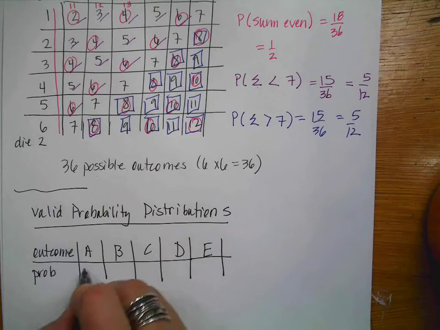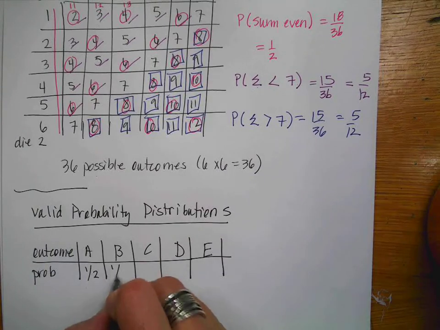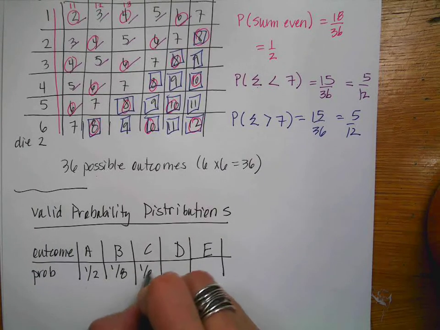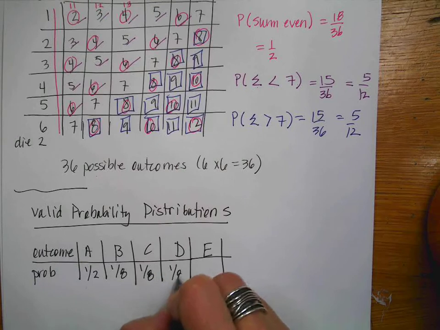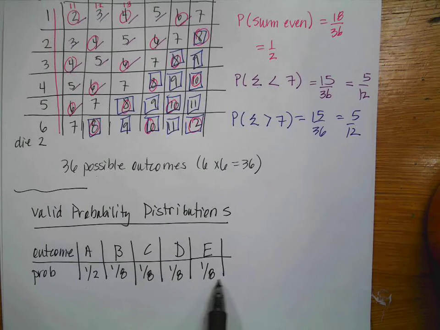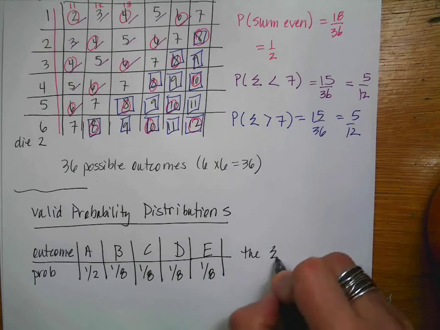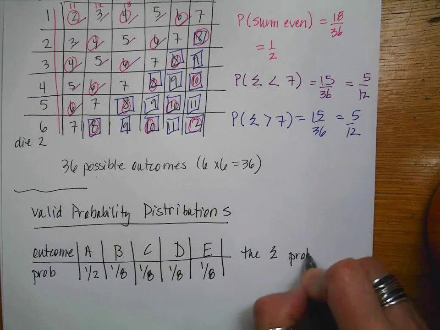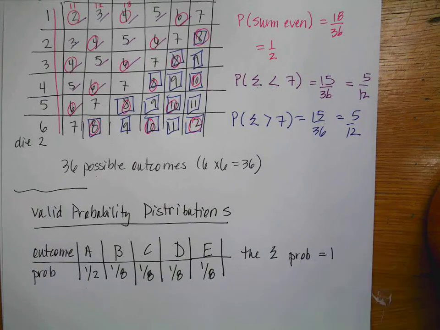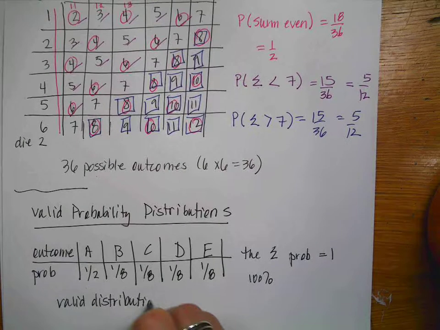D, and E, okay? And I was told that this one is a half, this one is an 8th, and an 8th, and an 8th, and an 8th. So if you add these numbers up in your calculator, then the sum of all of those probabilities is equal to 1, which means 100%. Therefore, this would be a valid distribution.